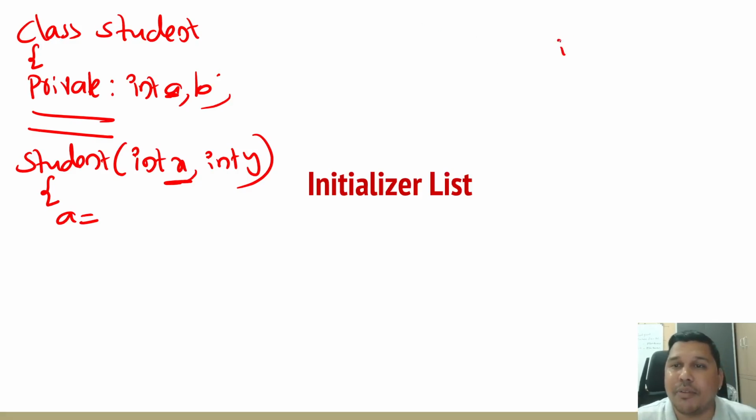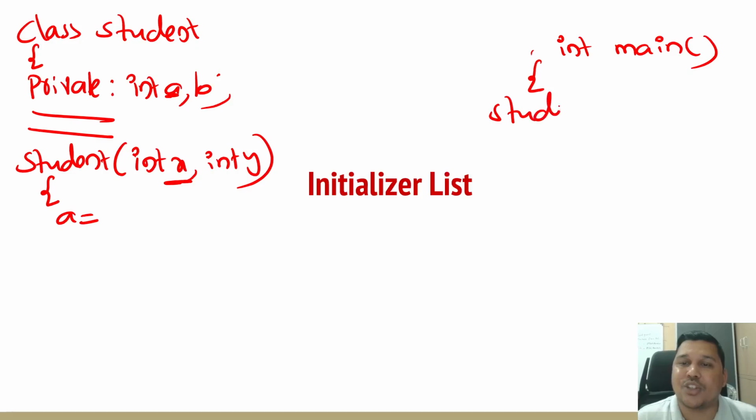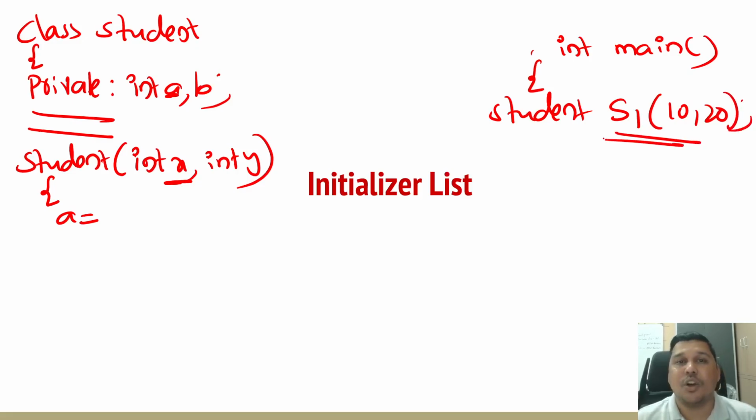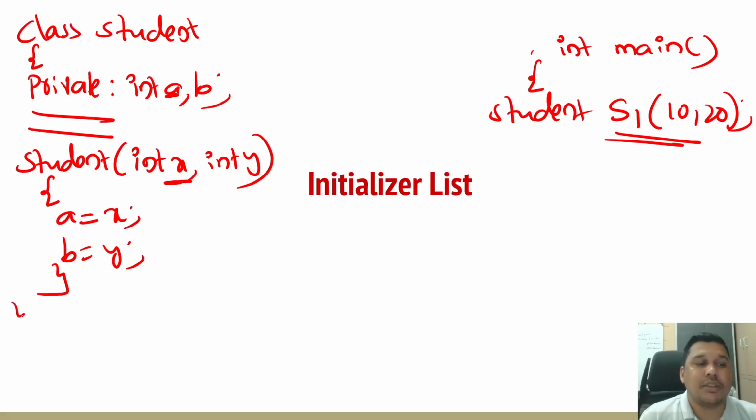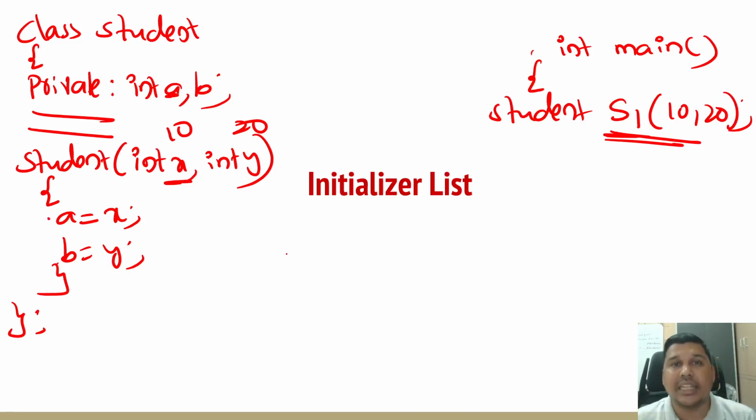Why? In main, in int main, we'll be writing something like this: class Student object s1 of 10, 20. When you write like this, once you create an object, immediately the parameterized constructor will be executed. I am passing two values, so x is copied into a and y is copied into b. This is one approach. We already know this. Once you create the object s1, 10 is copied into x, 20 is copied into y, and those values are copied into a and b. With the help of the parameterized constructor, I am able to assign the values.